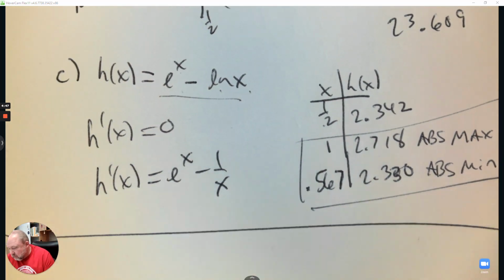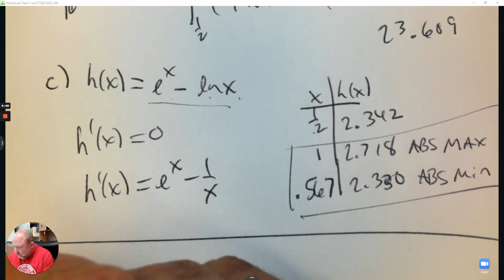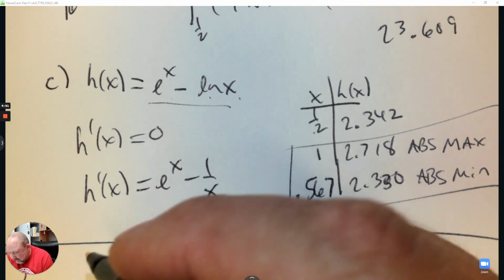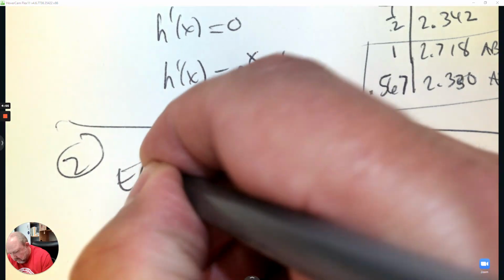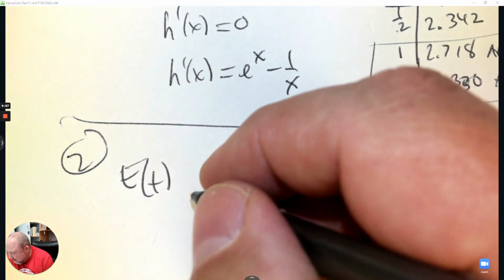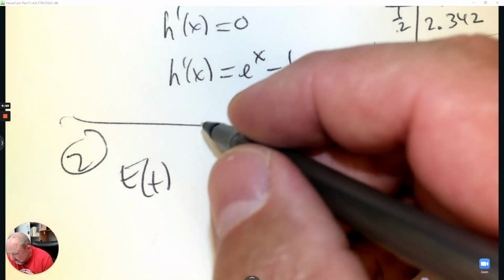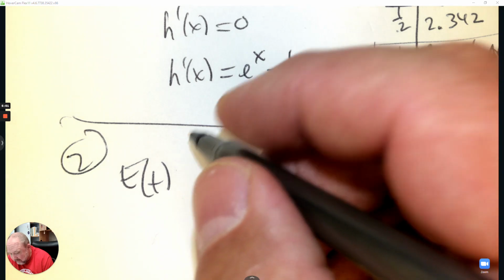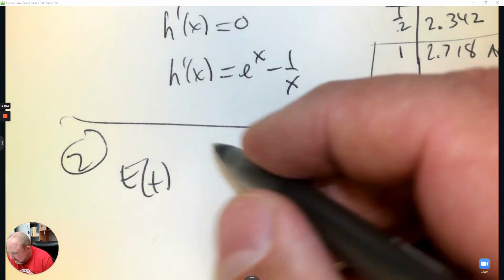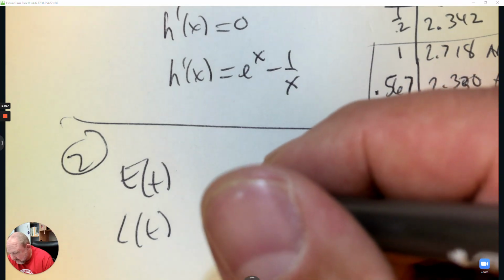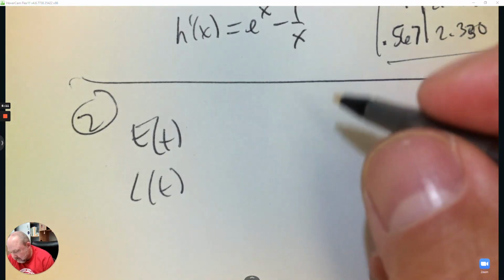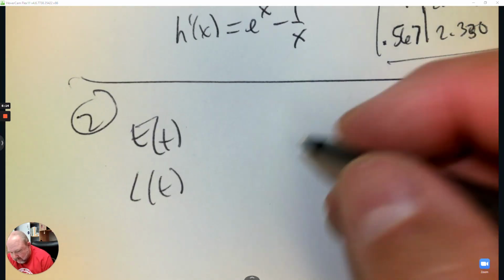All right, number 2. You're given the rate. I'm not going to write it down, I'm just going to call it E of t, but you see it there in your book. That's the rate of people entering, so it's already a derivative. The other one is L of t, the rate of people leaving. This is a common question, whether it's bees or people or cars or whatever you want. How are we going to answer this?